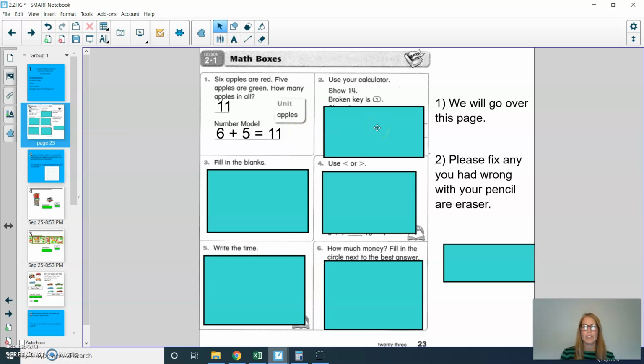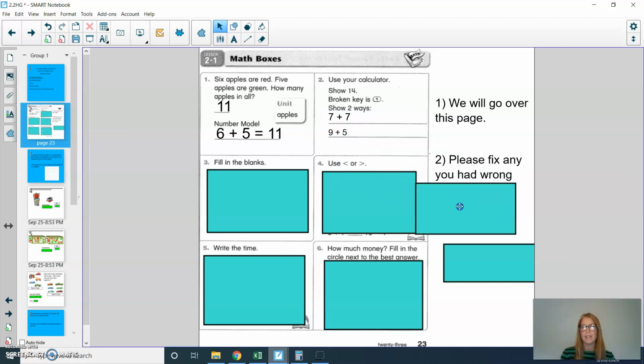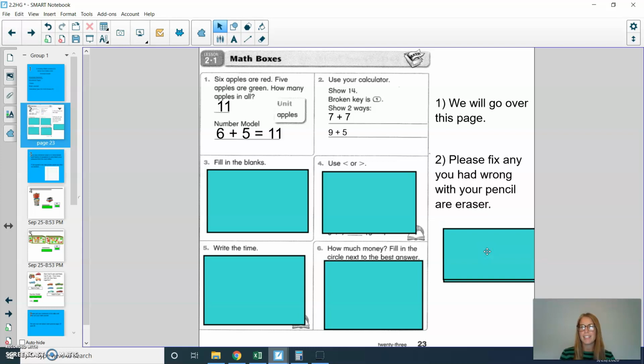For question number 2, show 14, but pretend that the 1 is broken and we're showing it in 2 different ways. So I chose 7 plus 7 and 9 plus 5. There's lots of different ways to get to 14, so you could have had different answers than me. Just double check to make sure that you did not use a 1 in your answer.